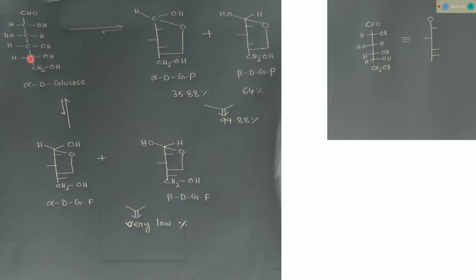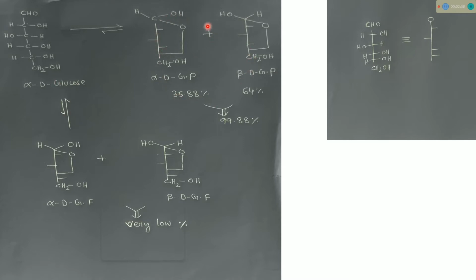D in nature means that at the bottommost chiral carbon, there are 1, 2, 3, 4 chiral carbons. If the OH on the bottommost chiral carbon is on the right side, then it is called D-glucose. Glucose exists more than 99% in cyclic form, and in acyclic form only about 0.02%.